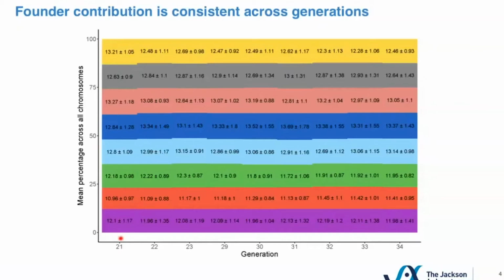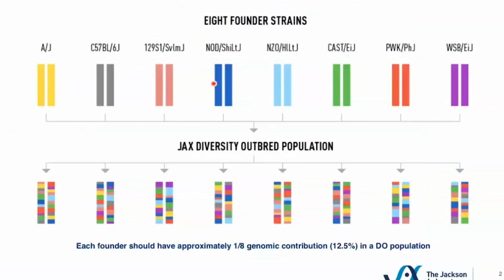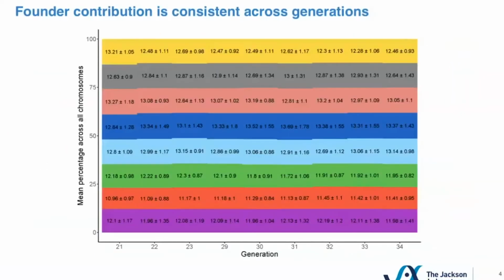Our theoretical expectation is that each one of these founders should have a 12.5% contribution to the overall genomics of a population. And you can see that some of our founders have less and some have more. You can also look back at this scheme to understand the colors we use for each one of our founders. So red is PWK, which is one of our wild-derived strains, and you can see that's one of the ones that has a little less contribution to the overall population than some of the others.